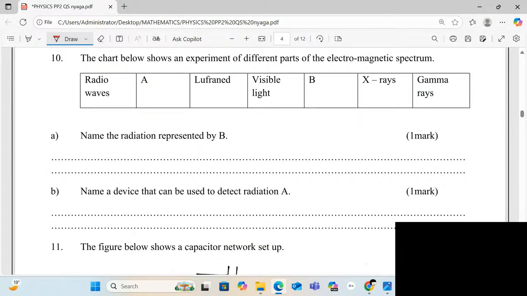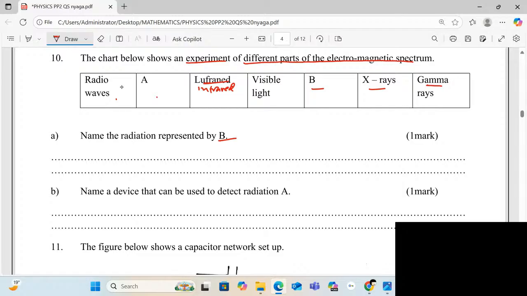We have a chart. It shows an experiment of different parts of the electromagnetic spectrum. We have radio waves, we have A, this is supposed to be infrared. We have visible light, we have B, we have X-rays, we have gamma rays. Then you are told: name the radiation represented by B. All of these radiations are supposed to be 7 in number.